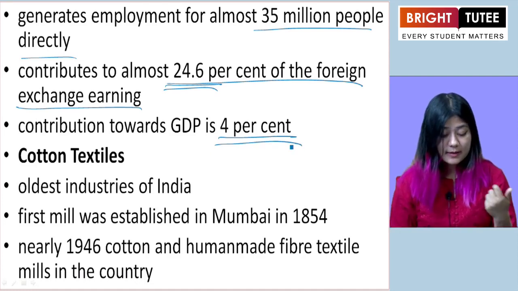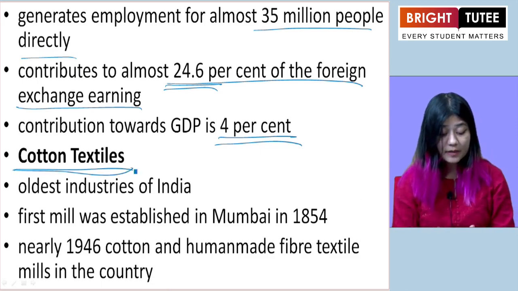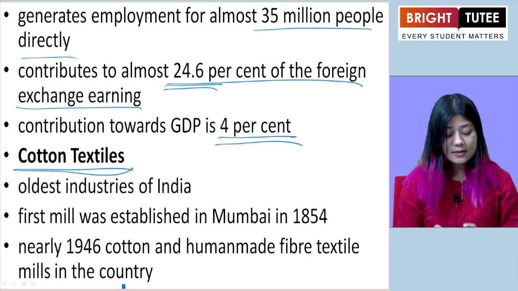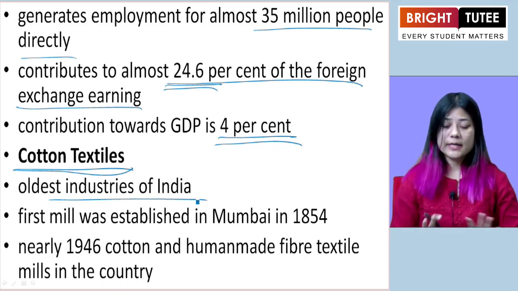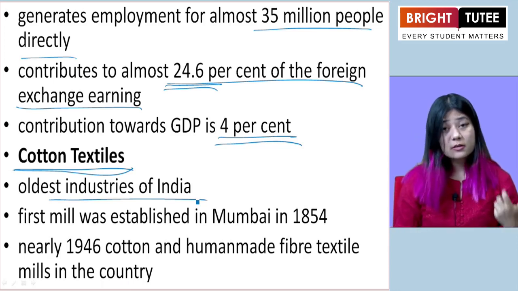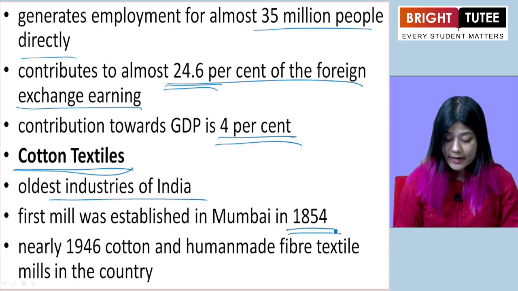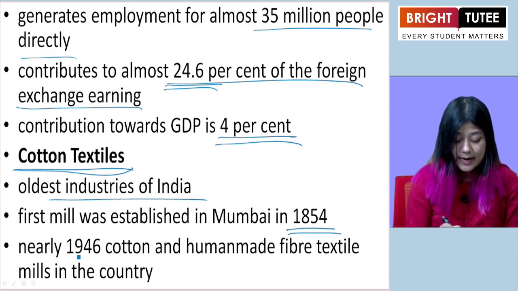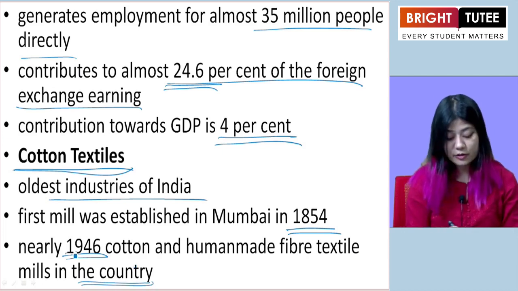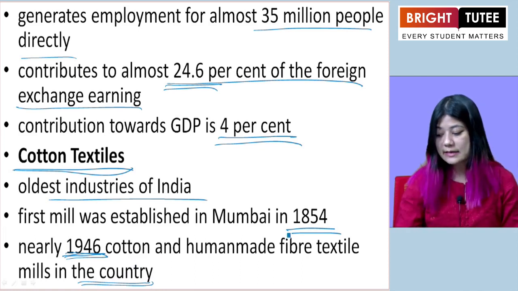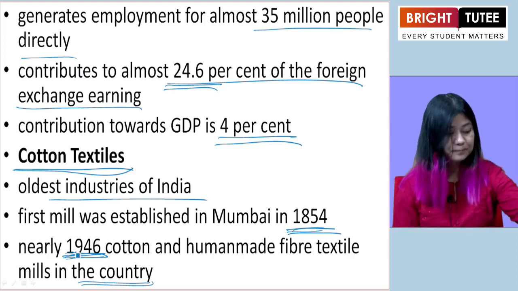The next industry we are going to look at is cotton textile. Now, the cotton textile industry is the oldest industry in our country. It is one of the oldest of all the industries that we have in our country. The first cotton mill was established in Mumbai in the year 1854. Today, nearly 1946 cotton textile mills are present in our country. So you can see, from only one in 1854 to 1946 mills today.